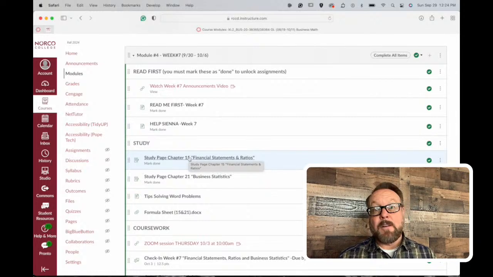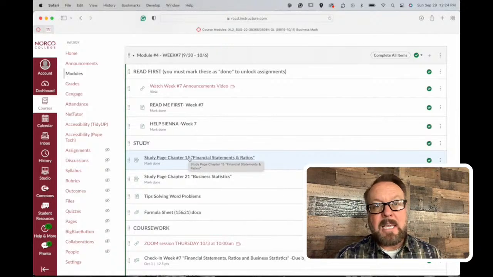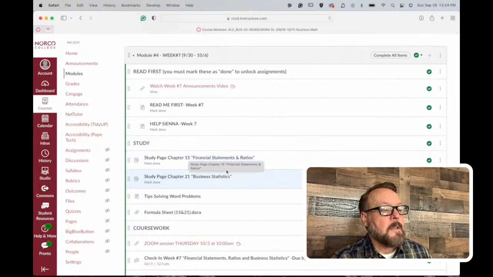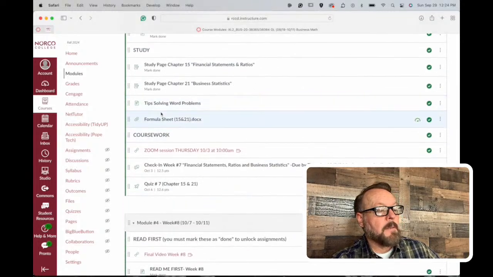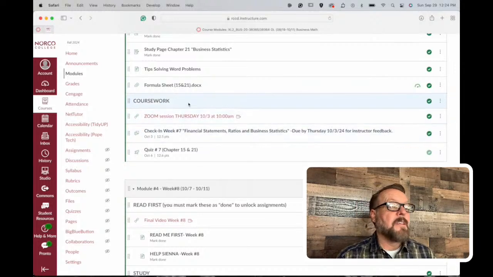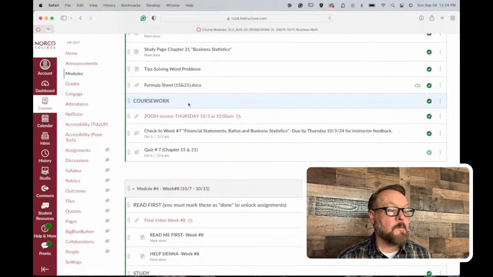And then you're going to be looking at, very briefly, some business statistics. But even that, you're only doing things like the mean, the mode, and the median, and range. And that's pretty much it, with a small frequency distribution chart. So it's pretty simple. Don't study the whole chapter, just study the sections that I recommend in the study pages. There is a formula sheet, and then we will have our last and final Zoom session this Thursday, where I will go over financial statements as well as some business statistics with you.